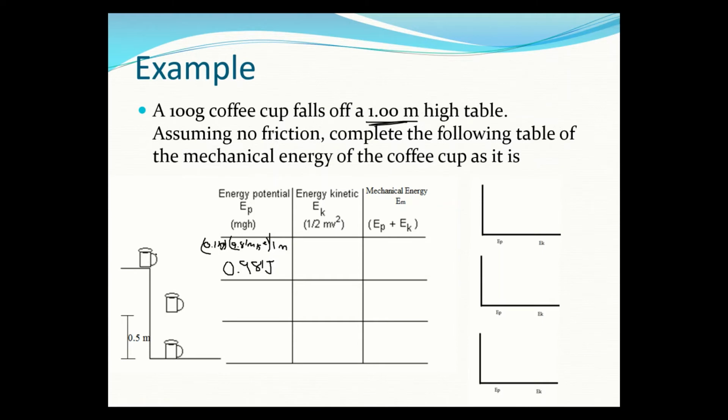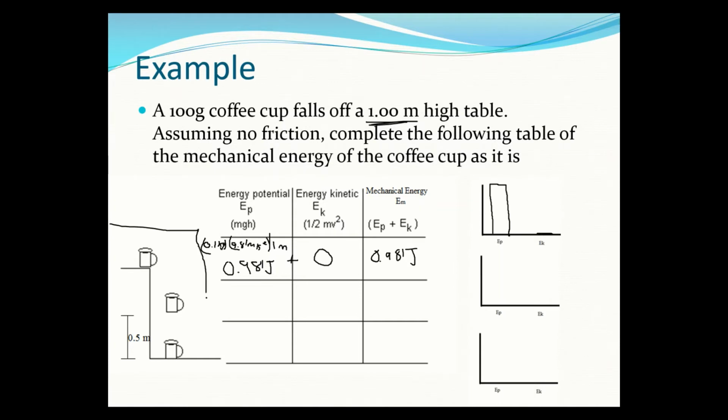And because my coffee cup hasn't fallen yet, I don't have any kinetic energy. So if I wanted to find my mechanical energy, I would just add these two together, and I would end up getting 0.981 joules. Okay. So we can represent this in a bar graph. So here, starting off, we have all potential and we have no kinetic energy.